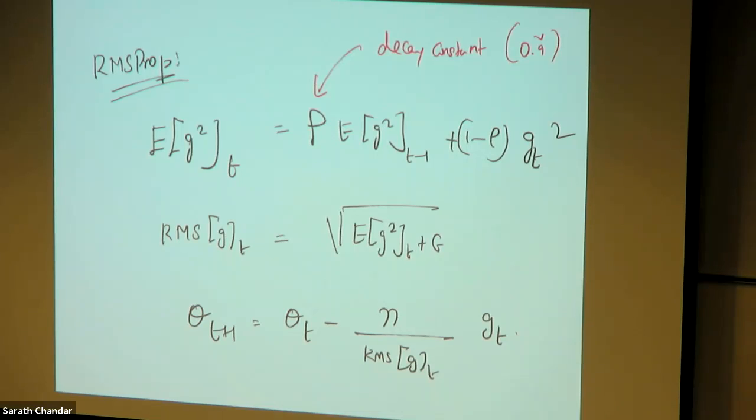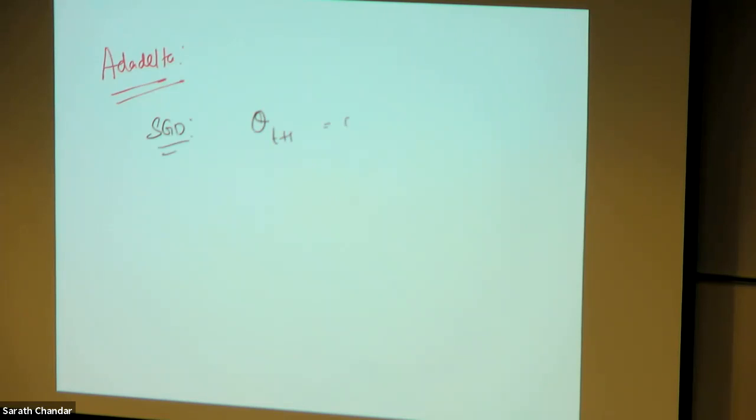Okay. So now we are going to look at another algorithm, which is called Adadelta. Now, to motivate this algorithm, let's go back to SGD. Okay, now consider SGD. Your theta t plus 1 is equal to theta t plus eta times g t.